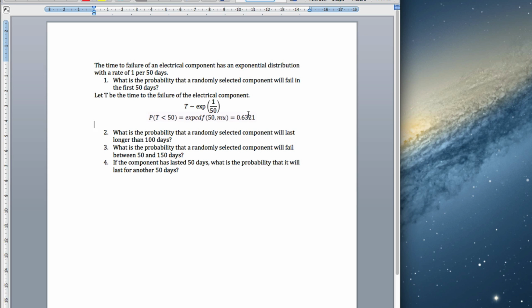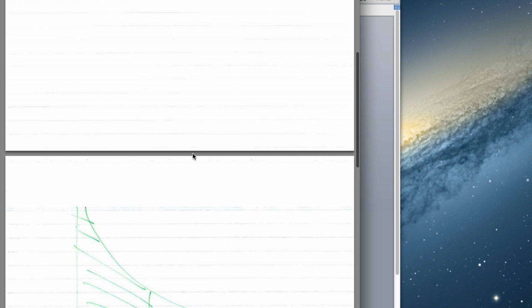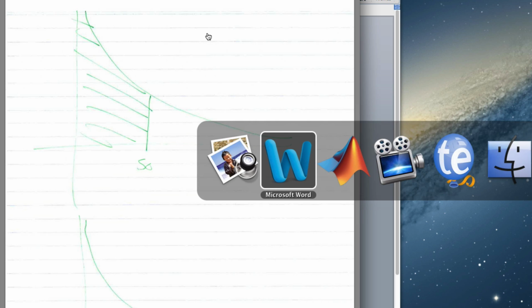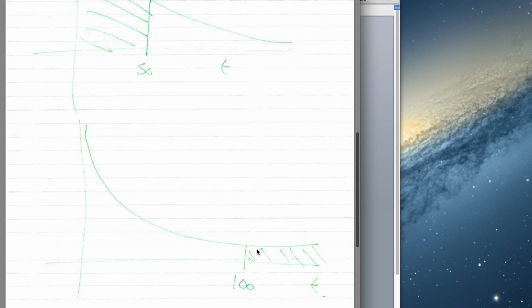Now, if you're not sure about less than or equal and so on, it's always worthwhile drawing a diagram, which I've done before. Here's my curve going down. Here's the 50, and we wanted less than 50, so we wanted this area here, which is what that command does. The next one, we want longer than 100 days. So now here's 100, and I want the probability of being greater, this area this way. Most of these commands in MATLAB just do the CDF, to do less than. But this total area is 1, so we can do 1 minus that to get this area.